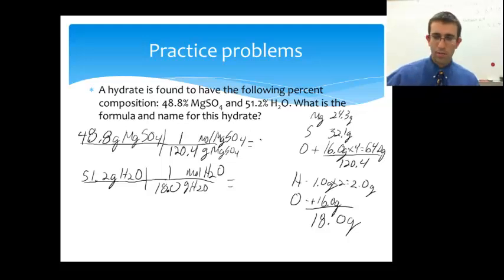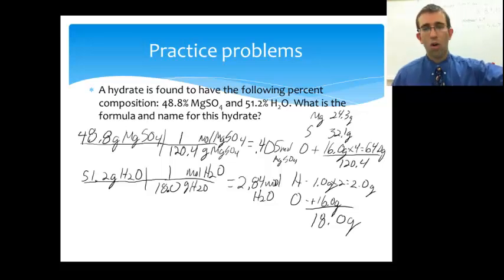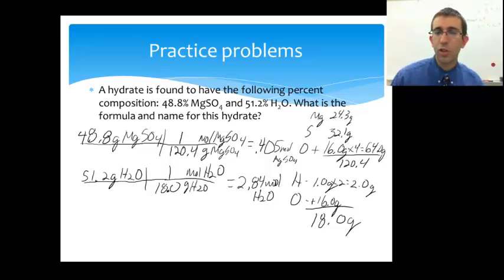And this is going to give me 0.405 with 3 sig figs moles of magnesium sulfate. Plug this in my calculator. 51.2 divided by 18. And I get 2.84 moles of H2O. Okay? So to recap, step 1, all we did is put our percent into grams.